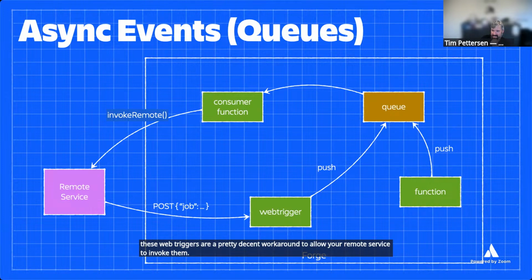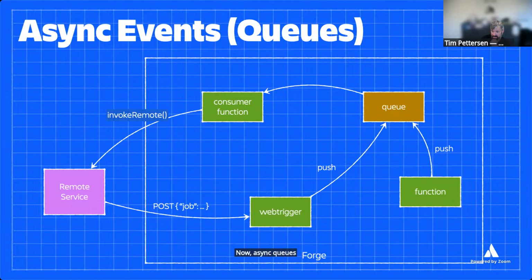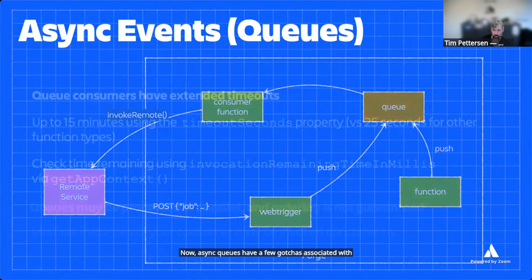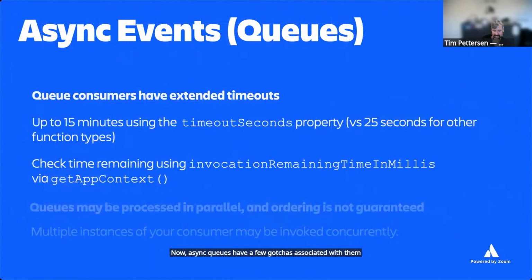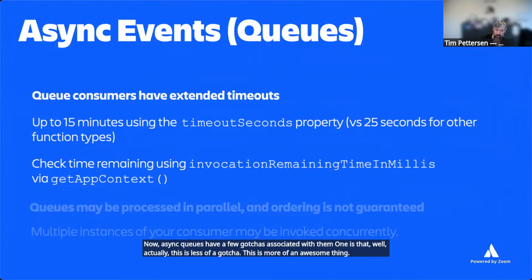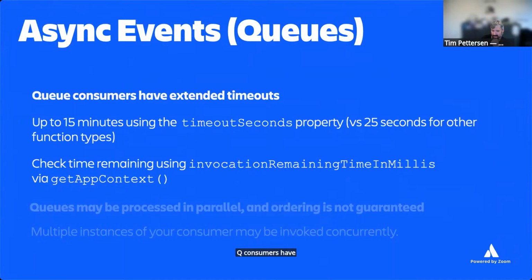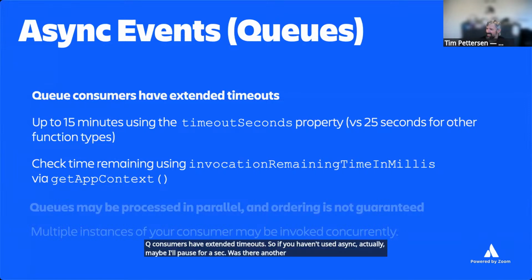Now, async queues have a few gotchas associated with them. One is that, well, actually, this is less of a gotcha. This is more of an awesome thing. Queue consumers have extended timeouts. If you haven't used async, actually, maybe I'll pause for a sec. Was there another question, Ian?